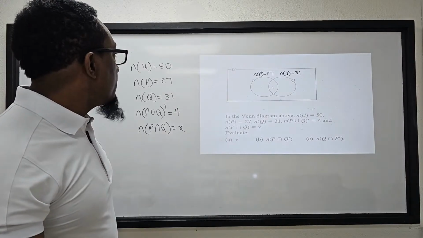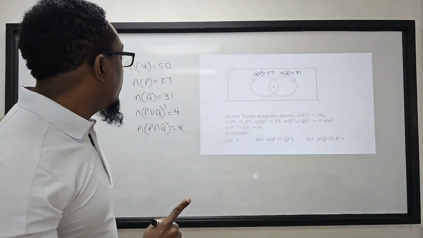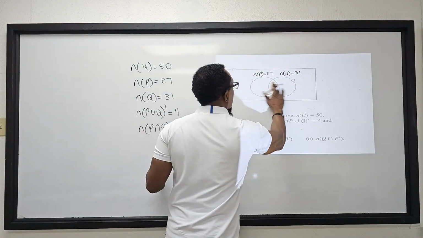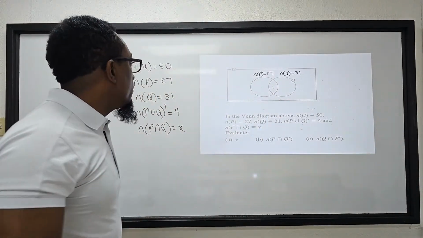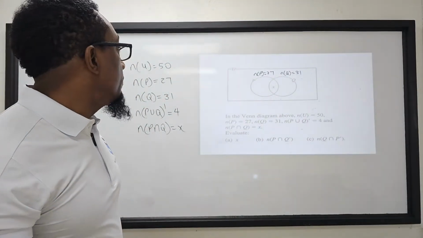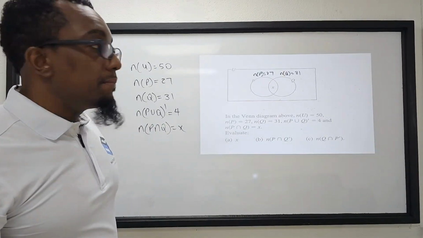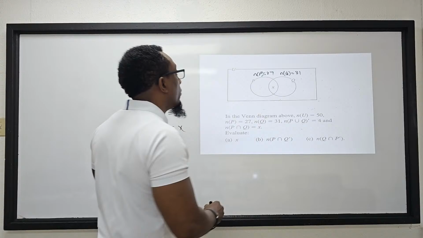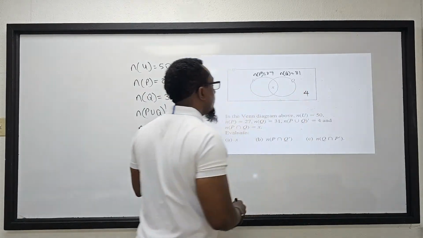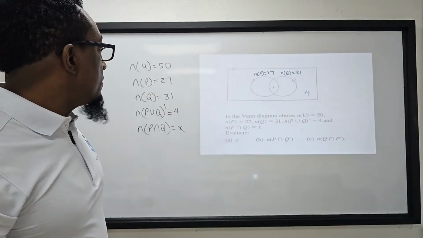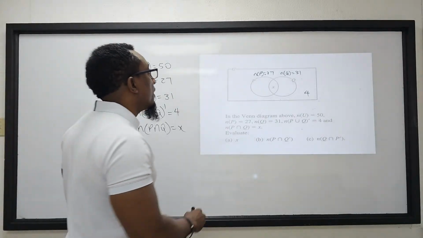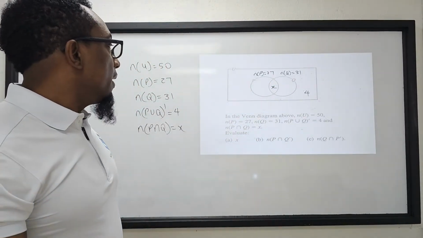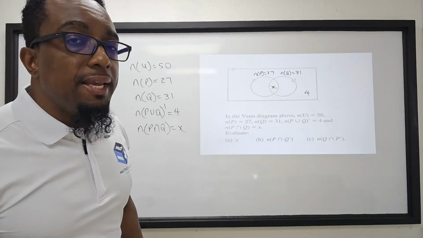The number of elements in the complement of P union Q. Remember, P union Q is the entire region here. And you have the complement of P union Q, which are elements that are not in the union of P and Q. So that is 4, that is outside. And the number of elements in P intersect Q will be X, so X at the middle, which you already have. Good? So they want us to first evaluate X.